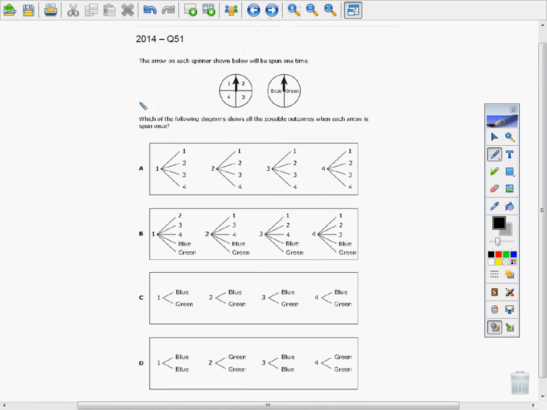Next one. The arrow on each spinner shown below will be spun 1 time. There is a 4-option spinner here and a 2-option spinner here. That means we have 4 times 2, which is 8 different events, or 8 possible outcomes. Which of the following diagrams shows all the possible outcomes when each arrow is spun once? I told you already, it should be 8 different outcomes, or 8 different branches.